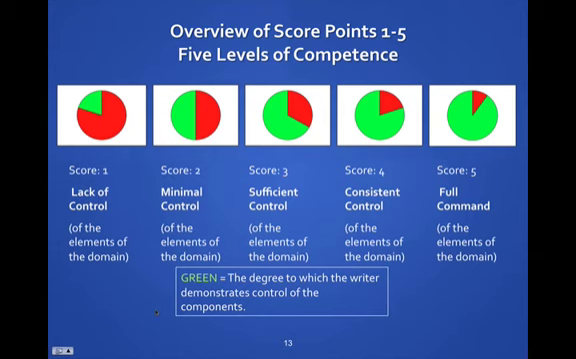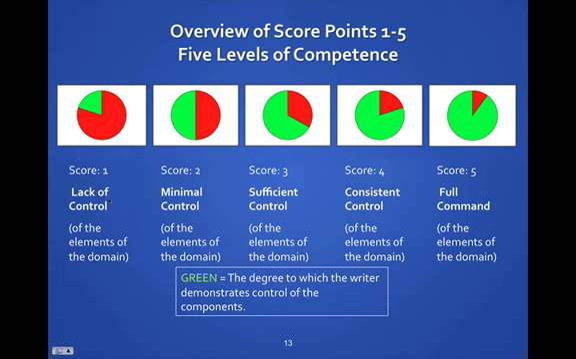Now, this is an overview of the score points 1 through 5, or the 5 levels of competence. Now, in each of the 4 areas that we already talked about, which was formulating ideas, organization, style, and conventions, you will receive a 1 through 5 score in each of those 4 areas. You don't want a 1, you want to aim for the 5.